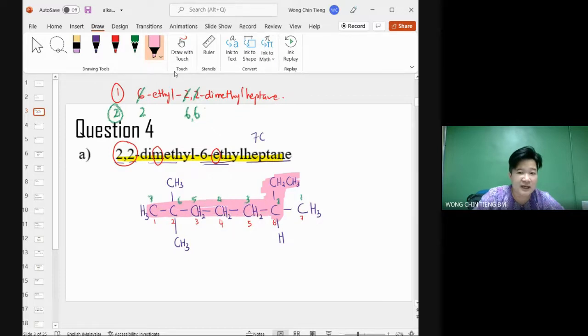Alright. Rantai terpanjang kat sini bukan 7. Rantai terpanjang kalau kamu tengok, kita akan jadikan ethyl bukan sebagai substituent. Dia akan duduk sebagai parent. That will be your 1, 2, 3, 4, 5, 6, 7, 8. Kamu akan ada 8 carbon sebagai parent. Nampak? Okay. Alif, start kira dari kiri atau kanan?